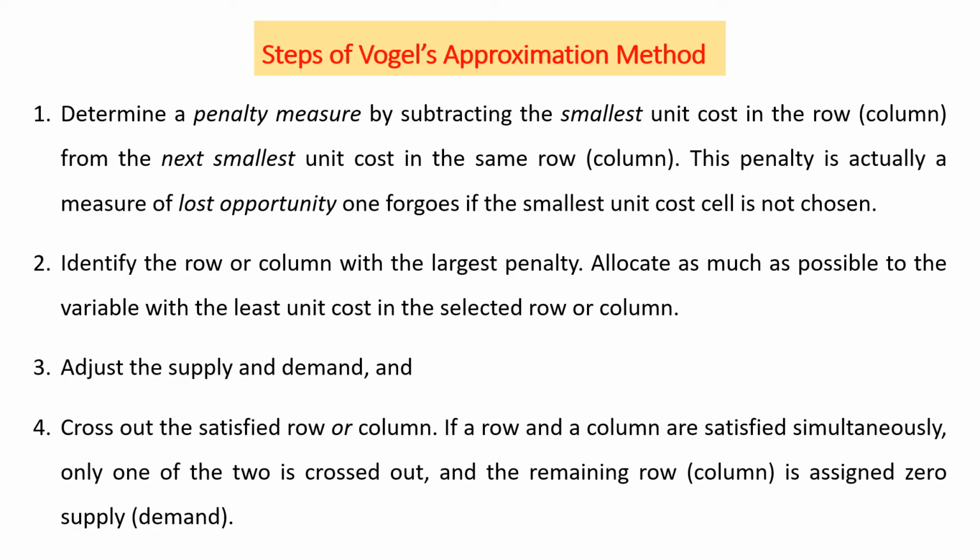The second step is to identify the row or column with the largest penalty, and allocate as much as possible to the variable with the least unit cost in the selected row or column. The third step is to adjust the supply and demand, and the last one is to cross out the satisfied row or column. Let's move to an example.